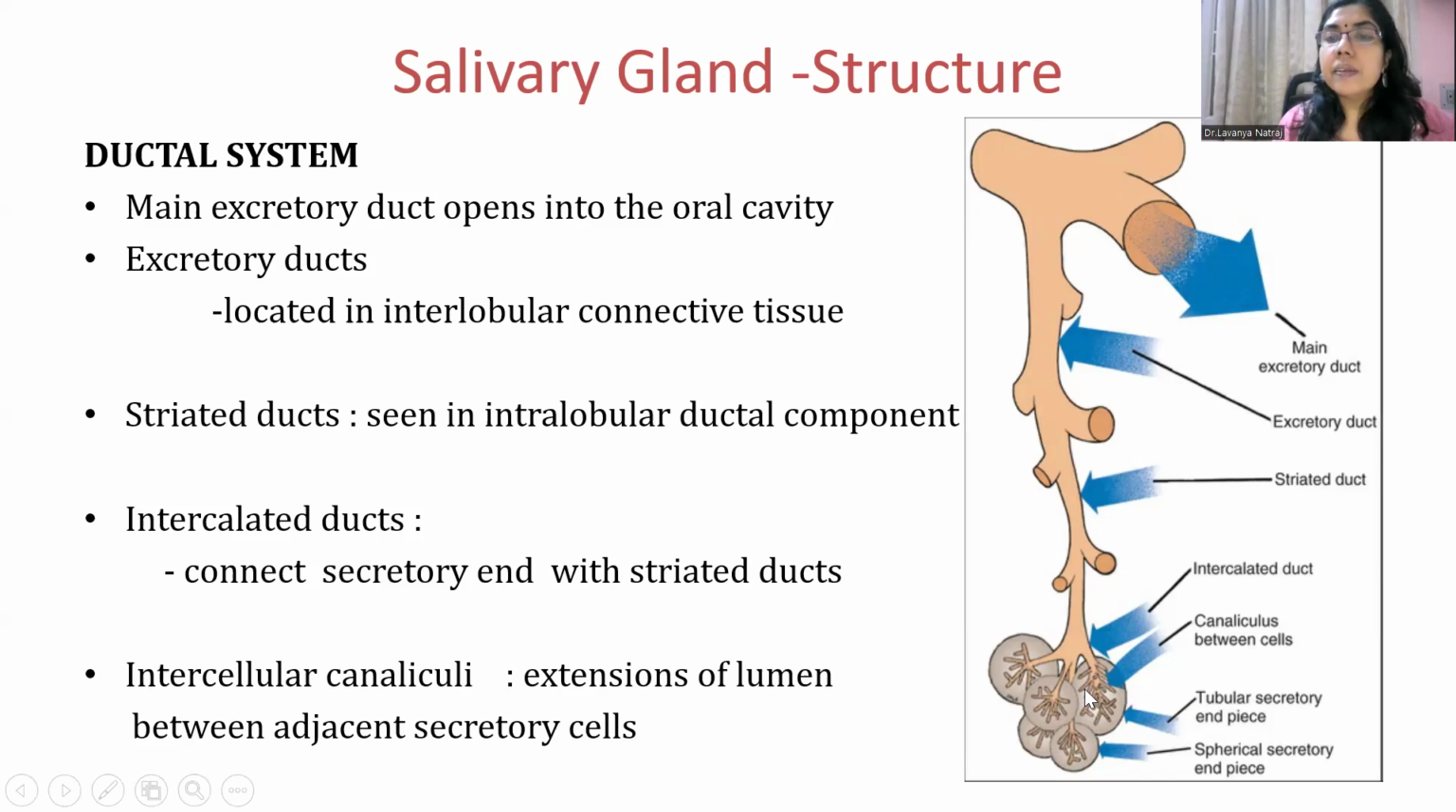They connect the secretory end. Can you see the bunch of grapes like that? That is the secretory unit. They connect the secretory end with the striated duct. So these are called as the intercalated duct.